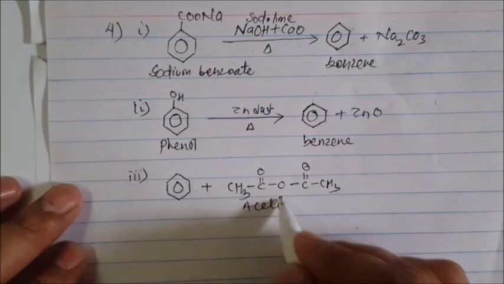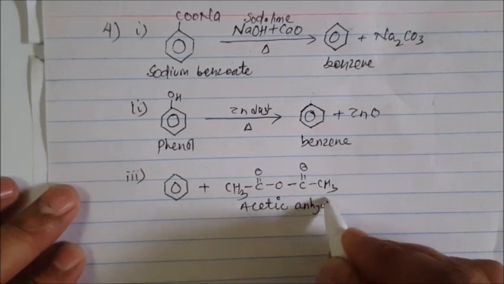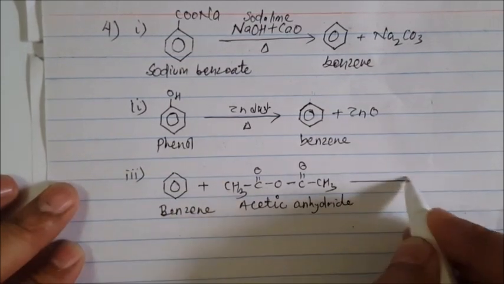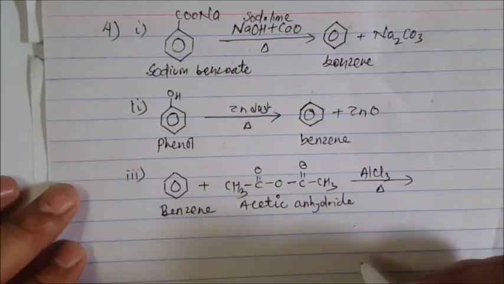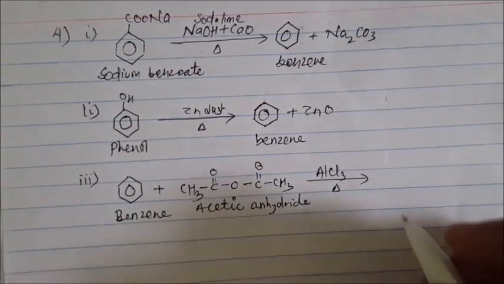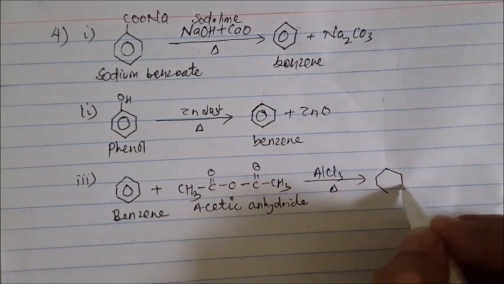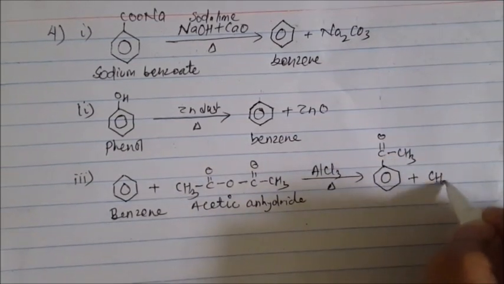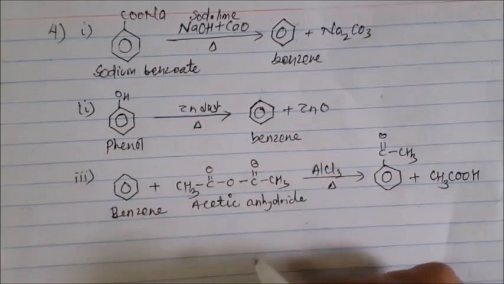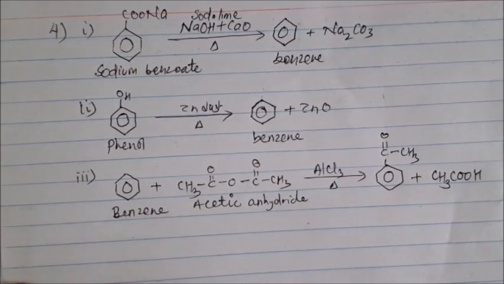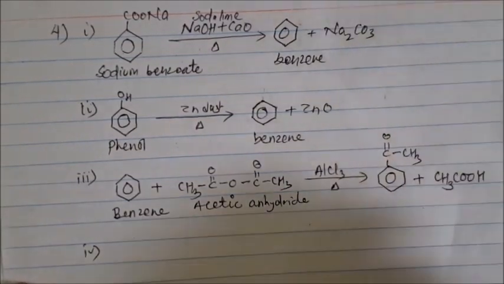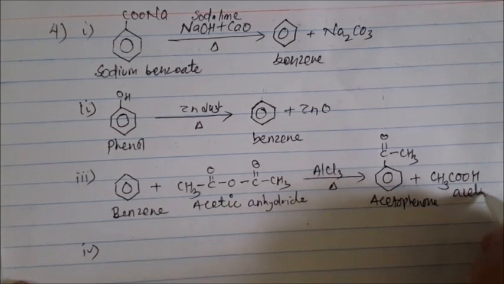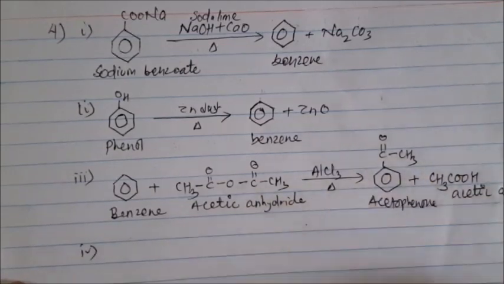This is acetic anhydride or ethanoic anhydride. This is benzene. When it is heated in the presence of AlCl3, it produces acetophenone, and this is the Friedel-Crafts acylation reaction, and the byproduct is CH3COOH. Okay, our next, fourth question: this is acetophenone, and this is acetic acid, or we can say ethanoic acid.